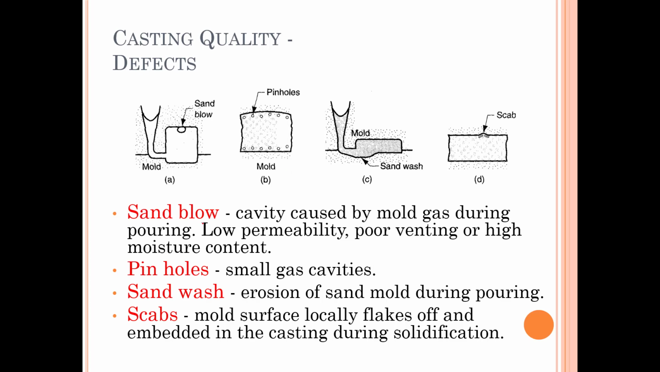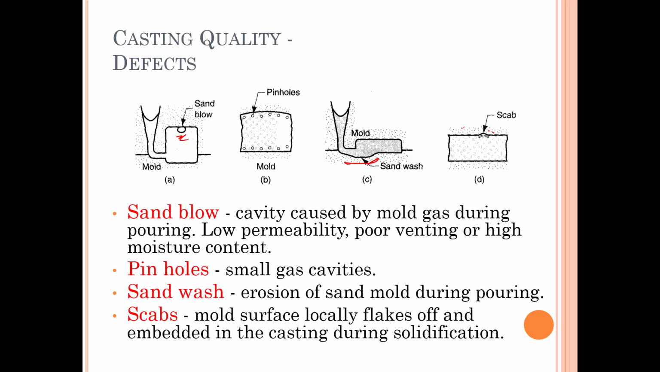Next one is sand blow. This is a cavity caused by mold gas during pouring. It is caused by low permeability, poor venting or high moisture content. Because of that this will be produced. Then pinhole, small cavities. Then sand wash: erosion of the sand mold during pouring.